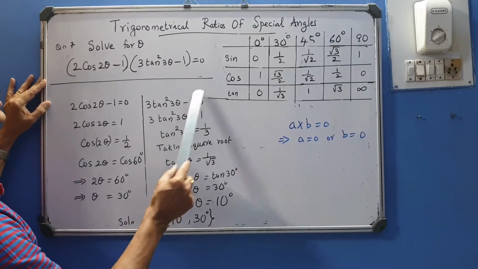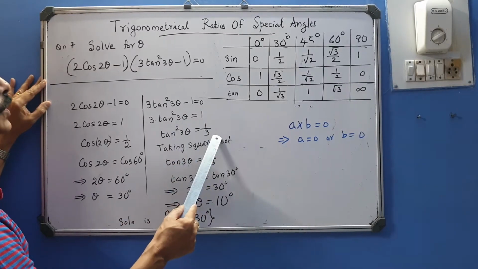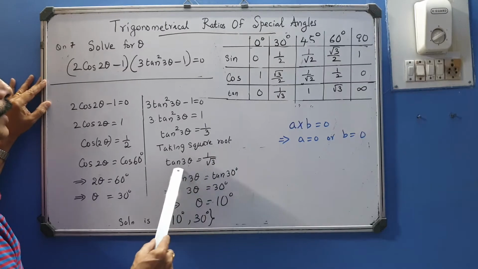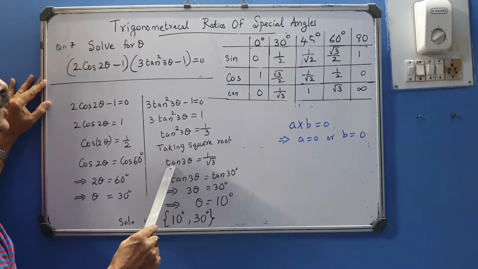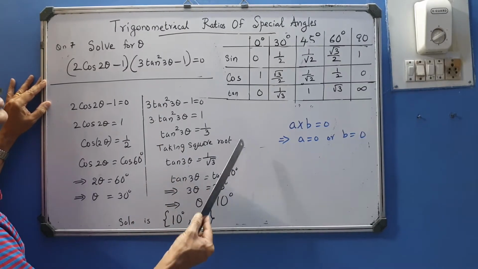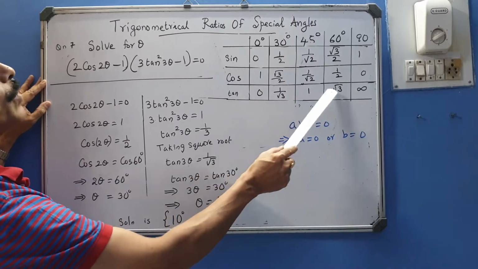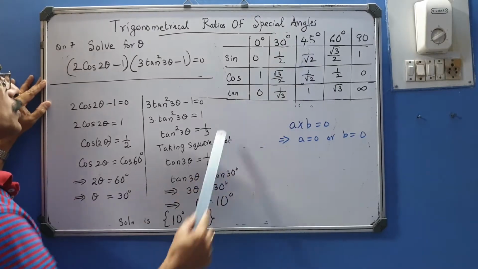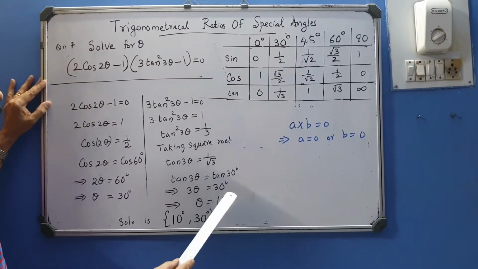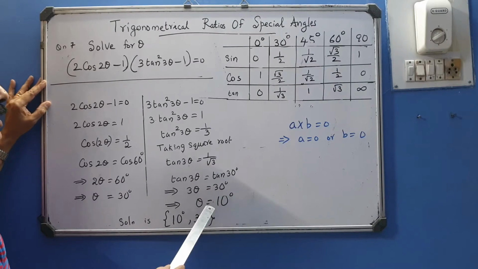Here, look at 1 to the other side, and 3 also to the other side. Take a square root. You get tan theta is 1 upon root 3. Because the left side is tan, the right side has to be converted to tan. Tan of which value gives you 1 by root 3? 30 degrees. So tan 30. So tan and tan will get cut. 3 theta is 30, theta is 10 degrees.